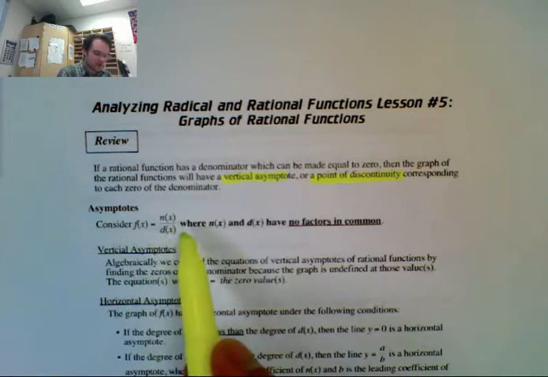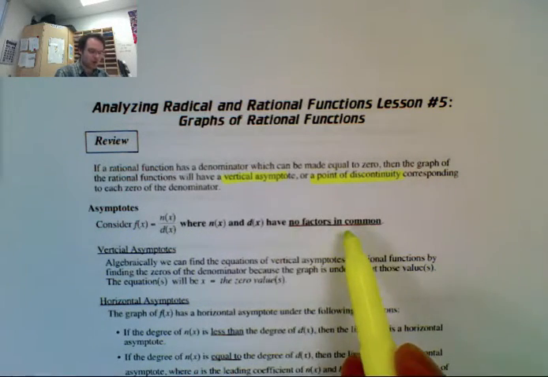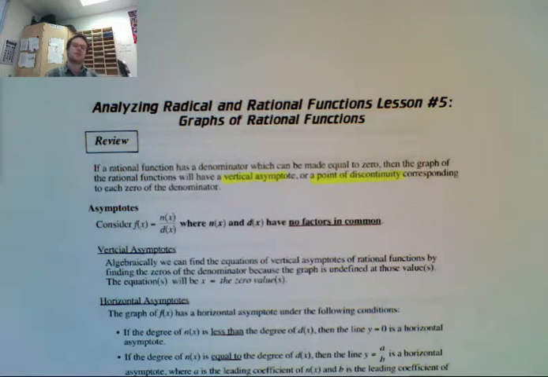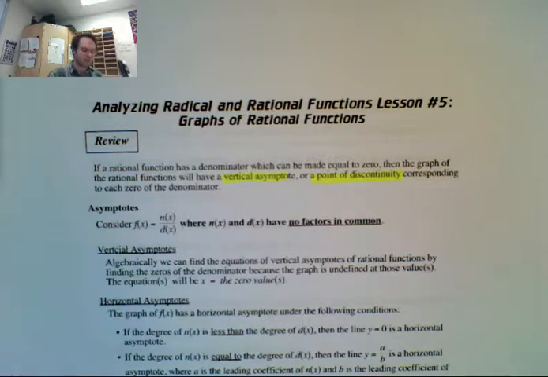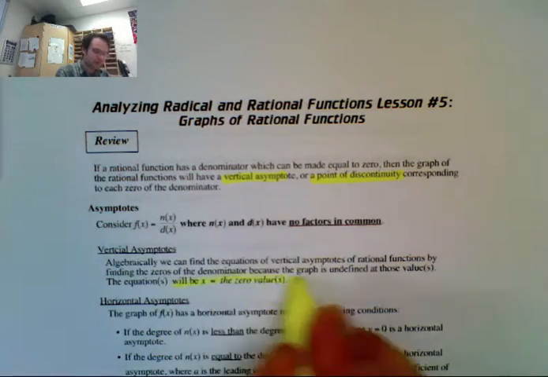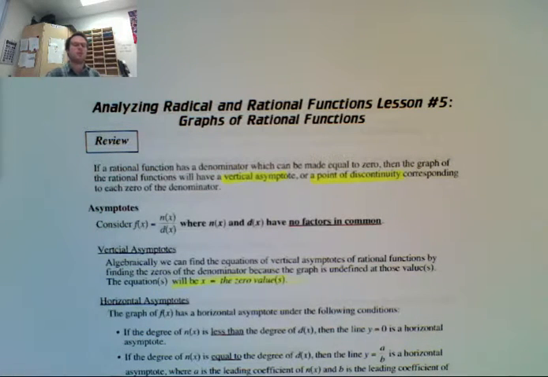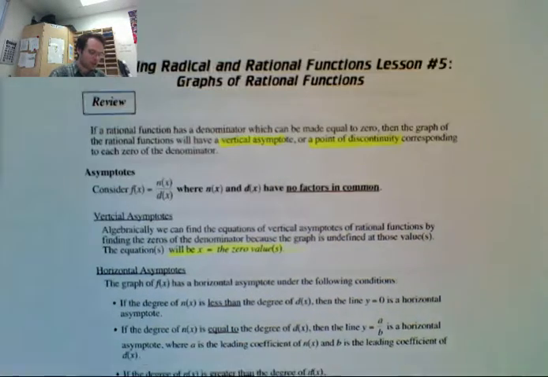Now consider this function where n of x and d of x have no common factors. If they have no common factors that can be divided out, what is a vertical asymptote? The vertical asymptote is always found by making d of x equal to 0 and then solving for x. So it's the x that makes the bottom value 0, the x that gives a 0 in our denominator, that is going to be my vertical asymptote.